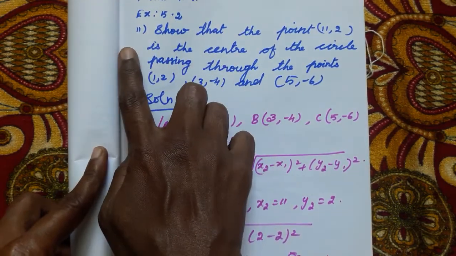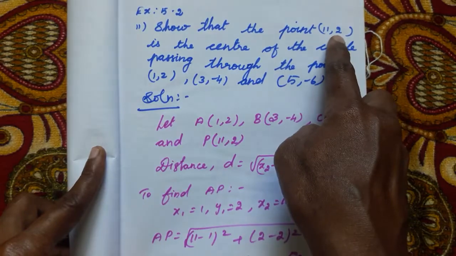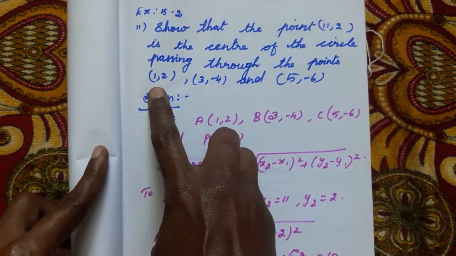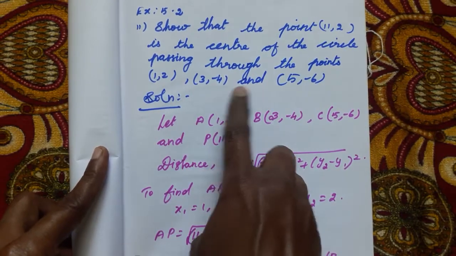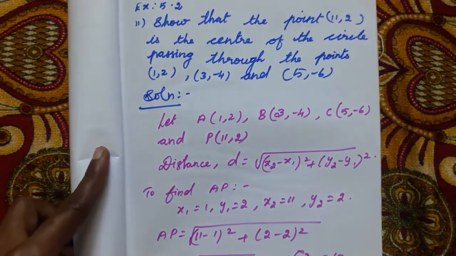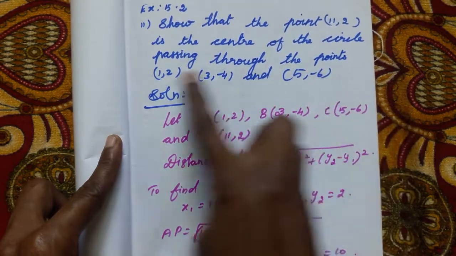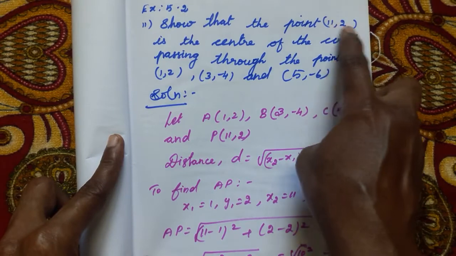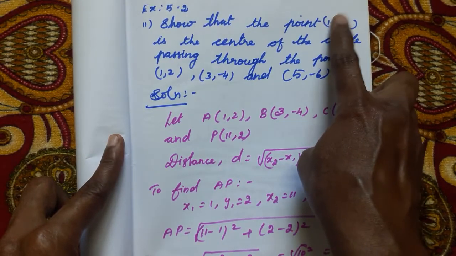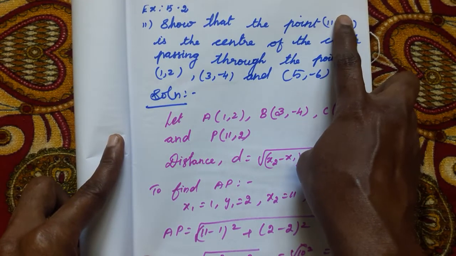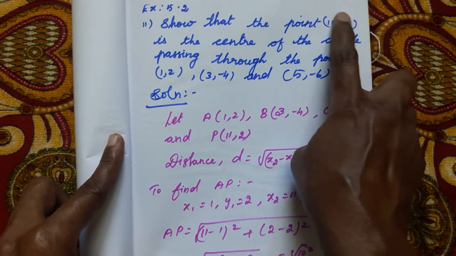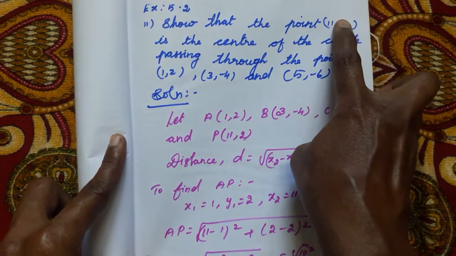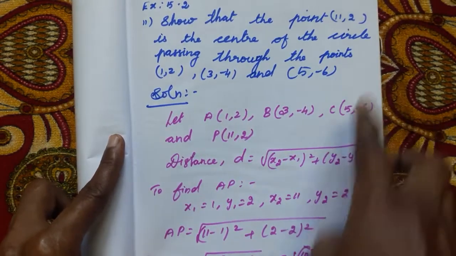Exercise 5.2, the problem. Prove that the point (11, 2) is the center of the circle passing through the points (1, 2), (3, -4) and (5, -6). Here 3 points are given. I am taking these 3 points as A, B, C. We have to prove that the point is the center, so I am taking it as P. Here P, and A, B and C.